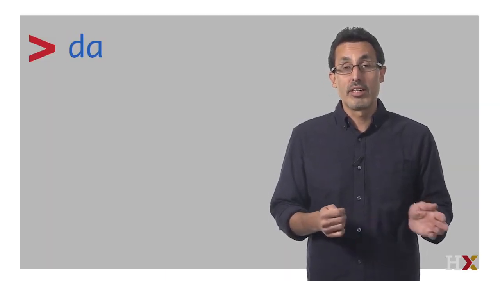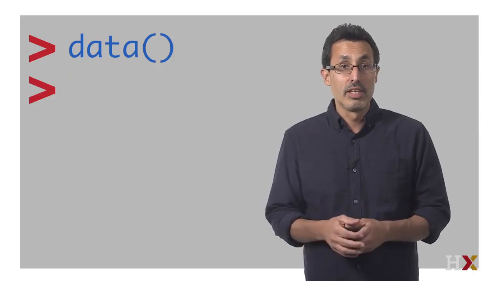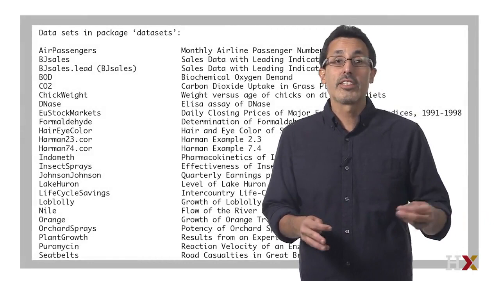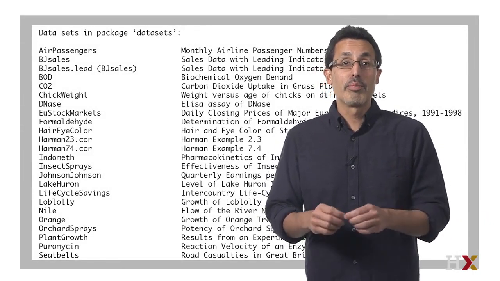Functions are not the only pre-built objects in R. There are also data sets that are included for users to practice and test out functions. You can see all the available data sets by typing data, parentheses, parentheses. This shows you the object name for these data sets. And these data sets are objects that you can use by simply typing the name.